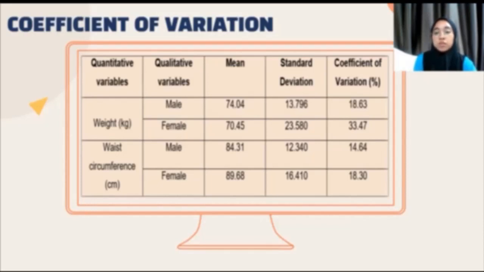Next is the coefficient of variation of waist circumference. It also shows that male is lower than female. This also shows that the waist circumference for male is more consistent than female.